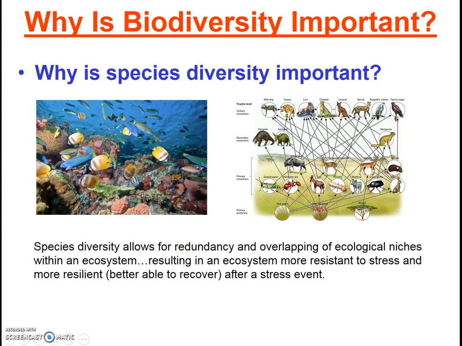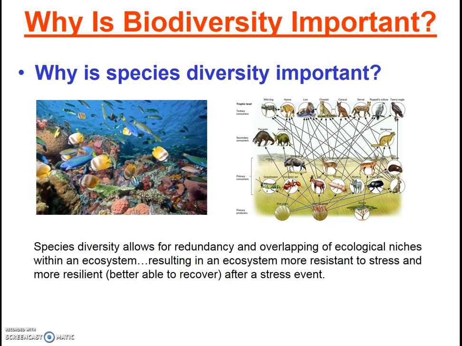Next, let's look at species diversity. Species diversity allows for redundancy and overlapping of ecological niches within an ecosystem. If a wide variety of species exist, an ecosystem is more resistant to stress and more resilient, better able to recover after a stress event. In an ecosystem with high species diversity, if one species is eliminated, there will be another or several other species able to perform the same role, and the ecosystem will continue to function. With low species diversity, an entire community may collapse if one population is removed or reduced in size.